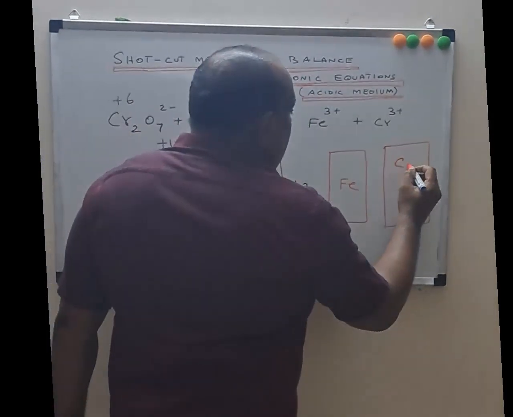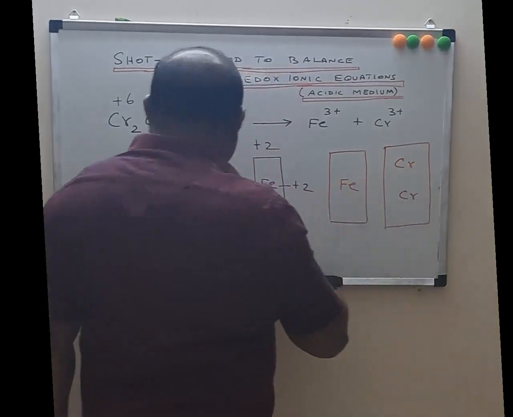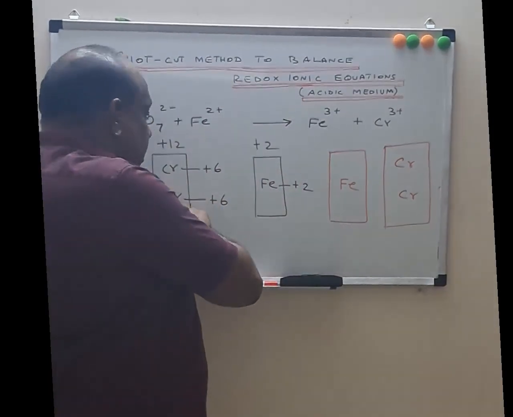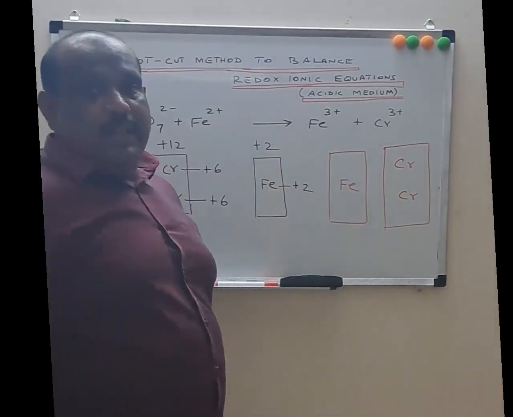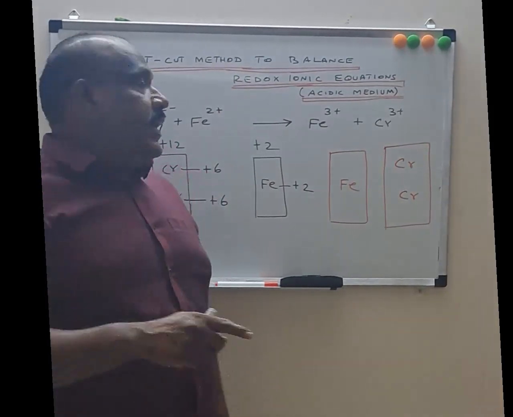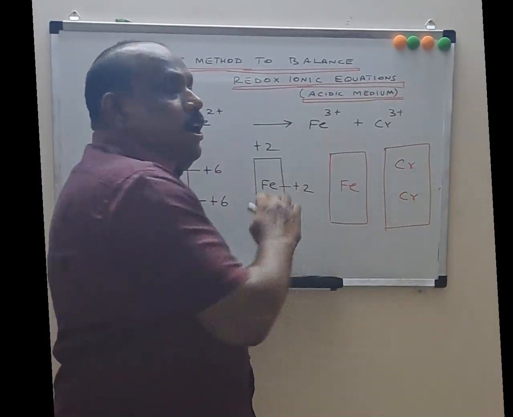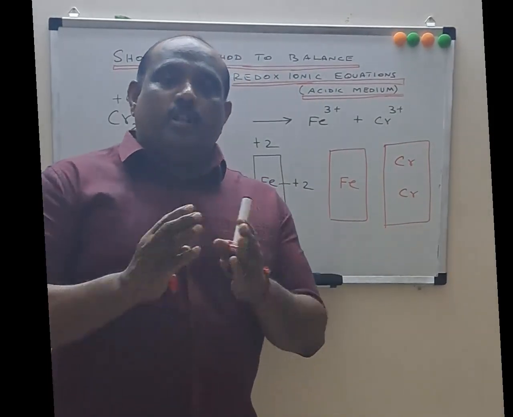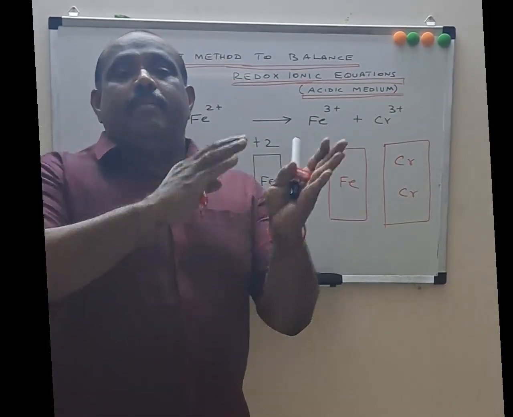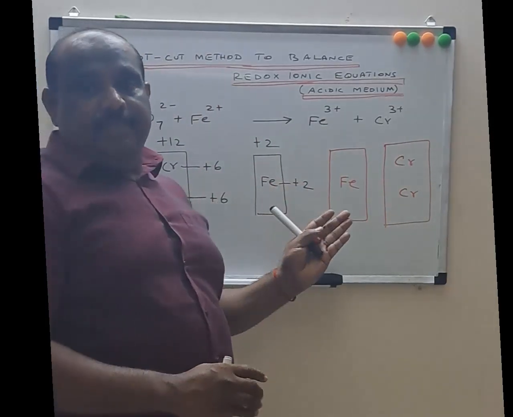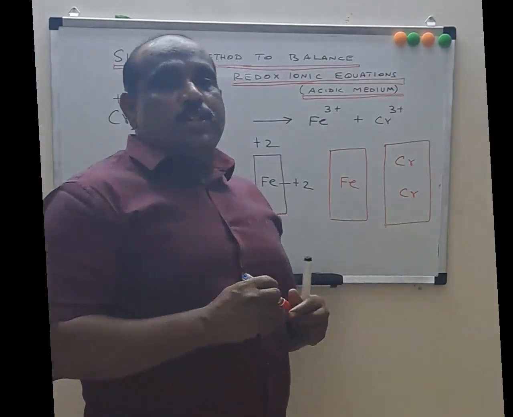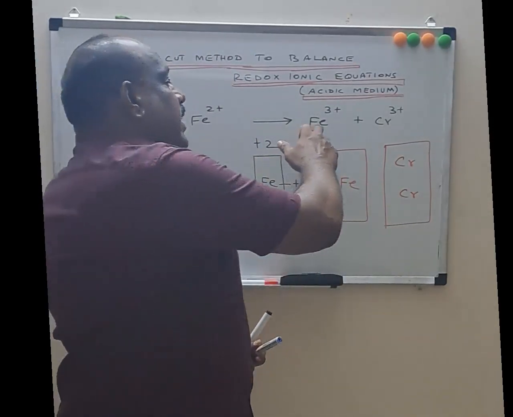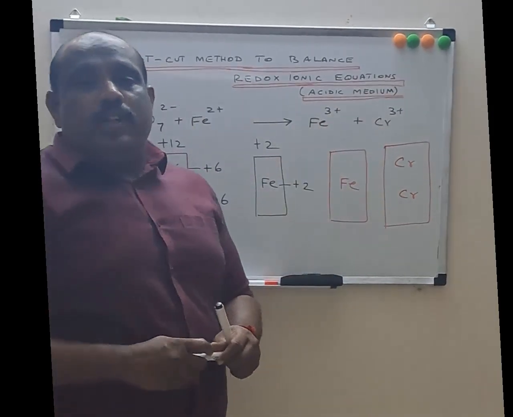So how many chromium do I have to draw? I have to draw 2 only. Why? Because this mirror image is coming here. But the charges you have to take from the RHS. First you have to draw the box, just the mirror image of what you have drawn on the left hand side. After drawing the mirror image, the charges should be taken from the corresponding products or the RHS.